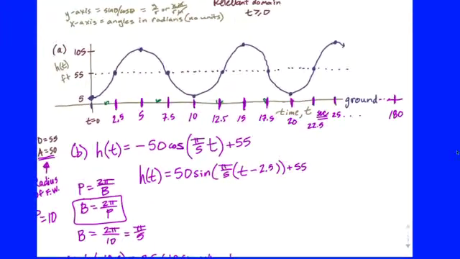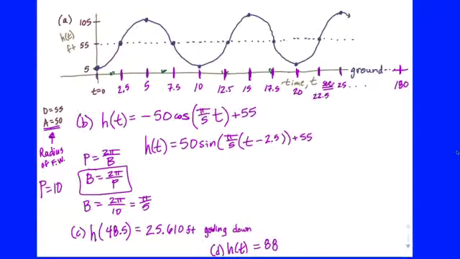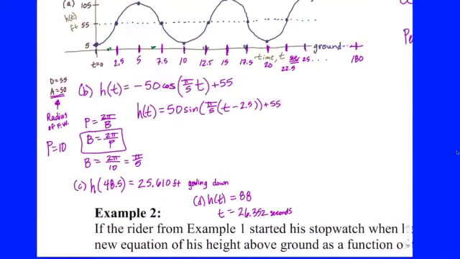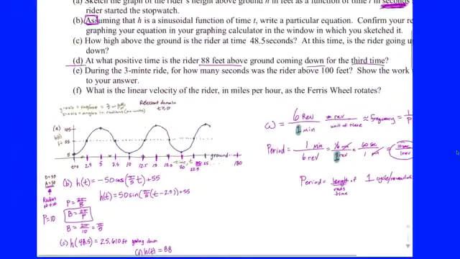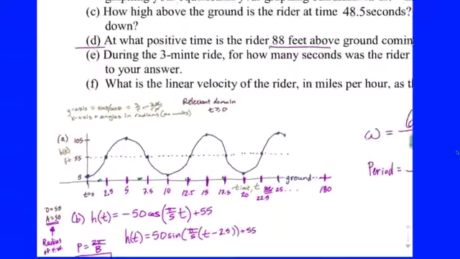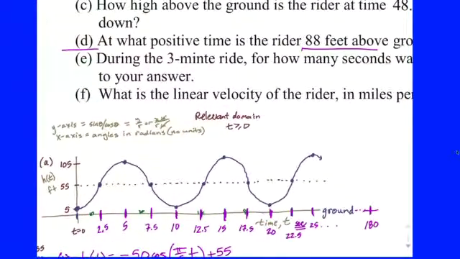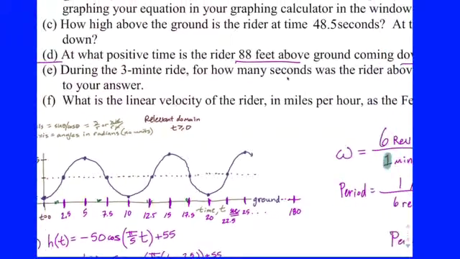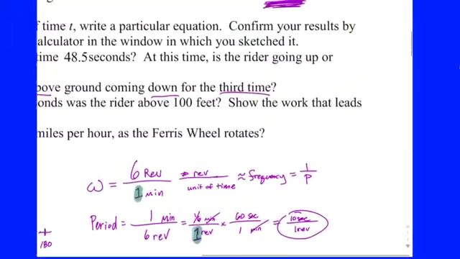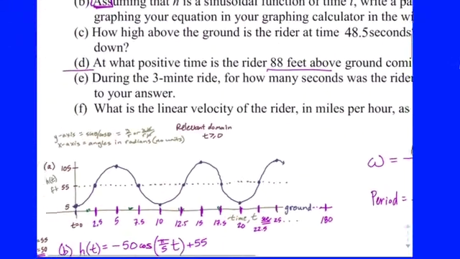So we got these points here. And we started at a low point, so we wrote an equation, and we were using it, right? So we finished part D, but now we're on part E, okay? And if you remember, during the 3-minute ride, for how many seconds was the rider above 100 feet? Show the work that leads to your answer.